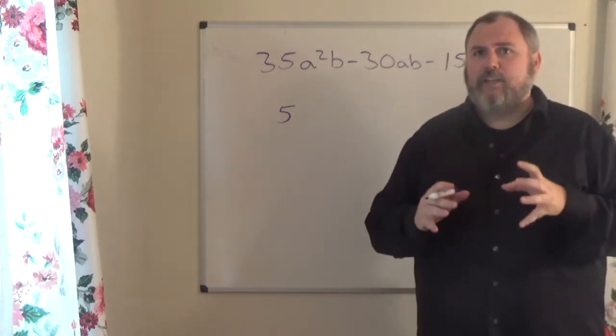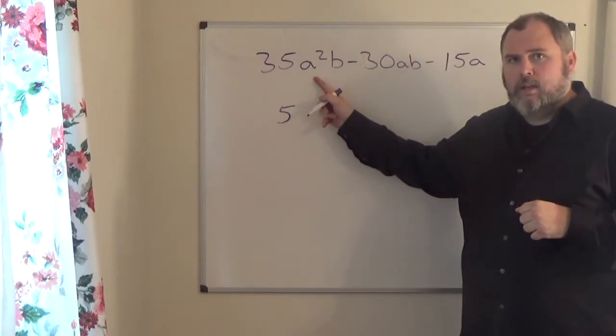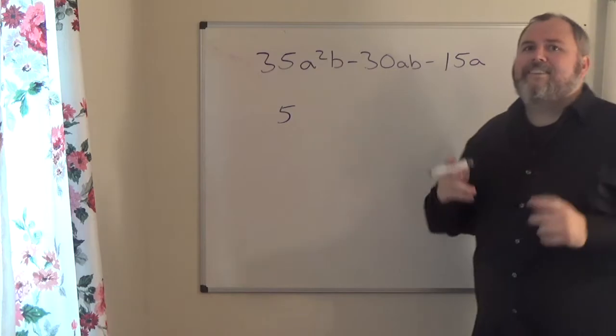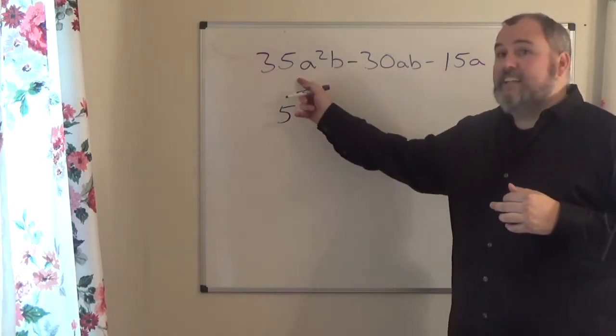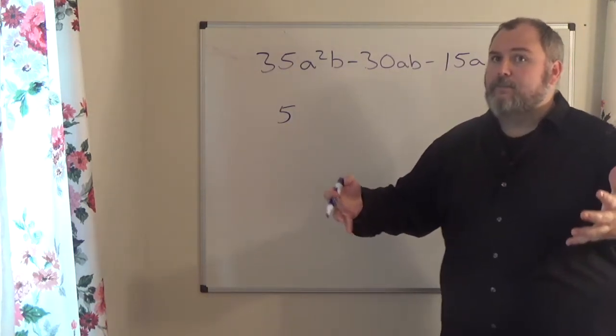Now we need to look at each individual variable. This one I have a squared. I have an a here, and I have an a here. Well, what's that telling me? It means that I can get rid of an a. Since each term has an a, I can get rid of an a, and I can factor it out.